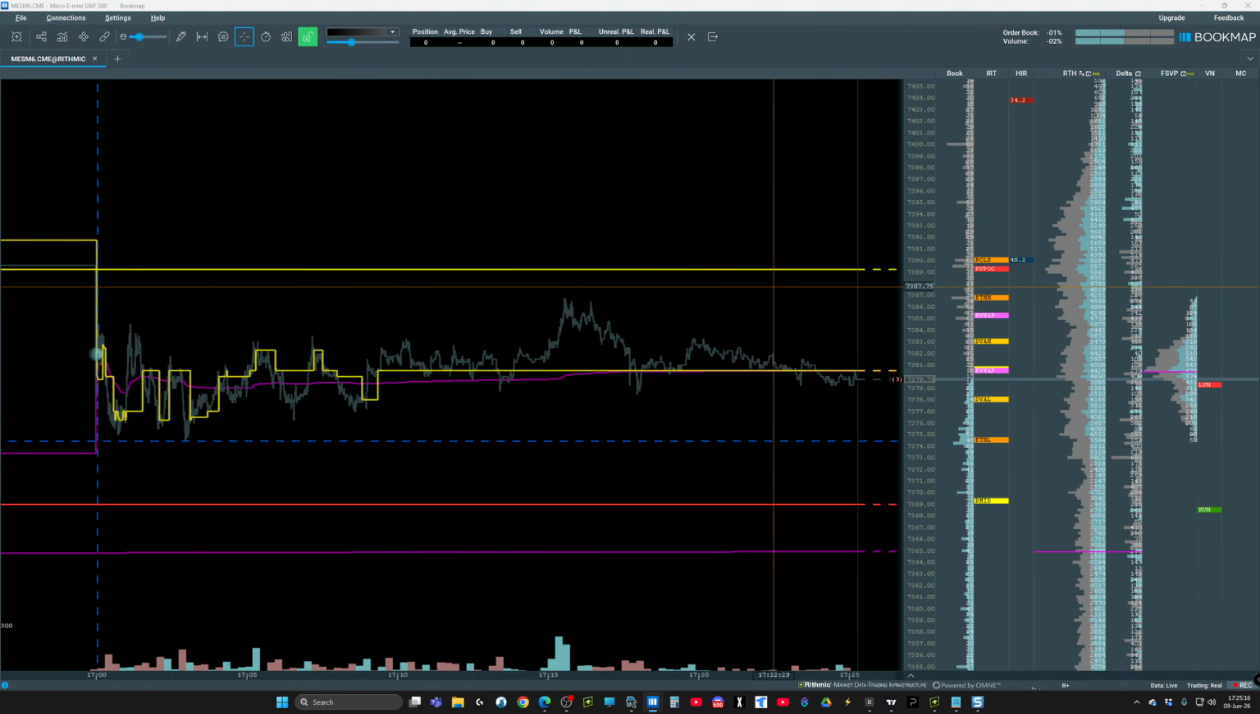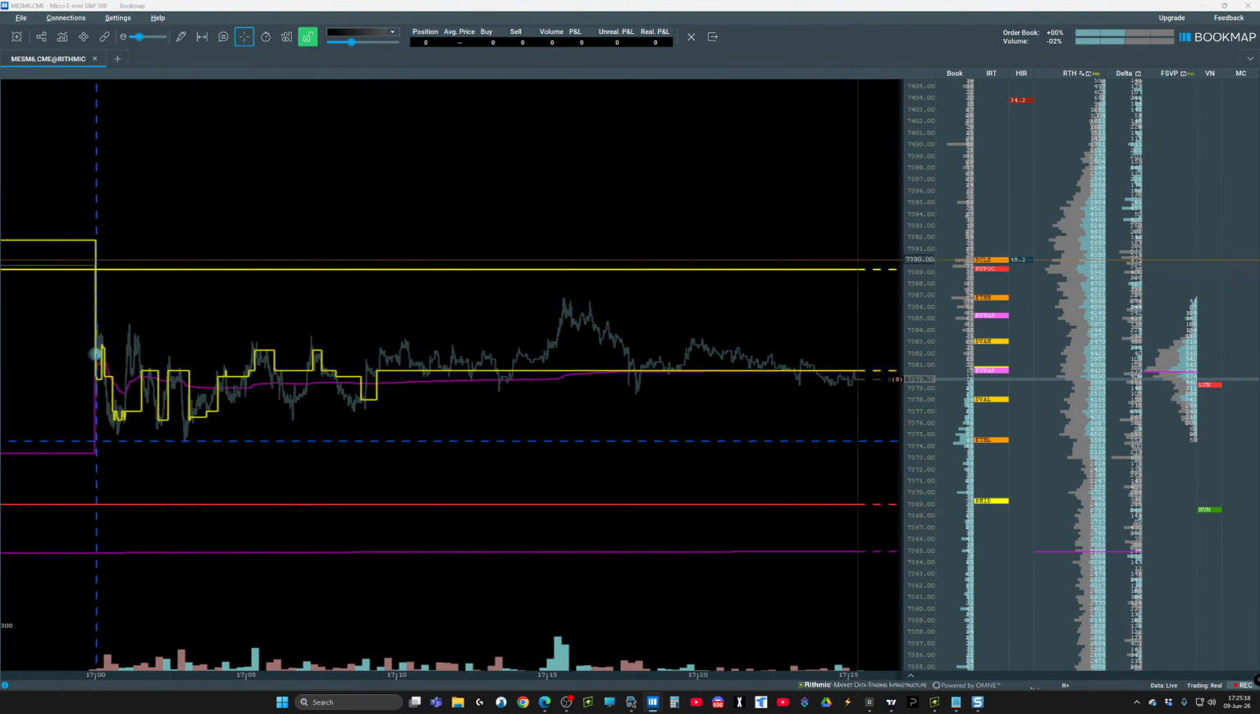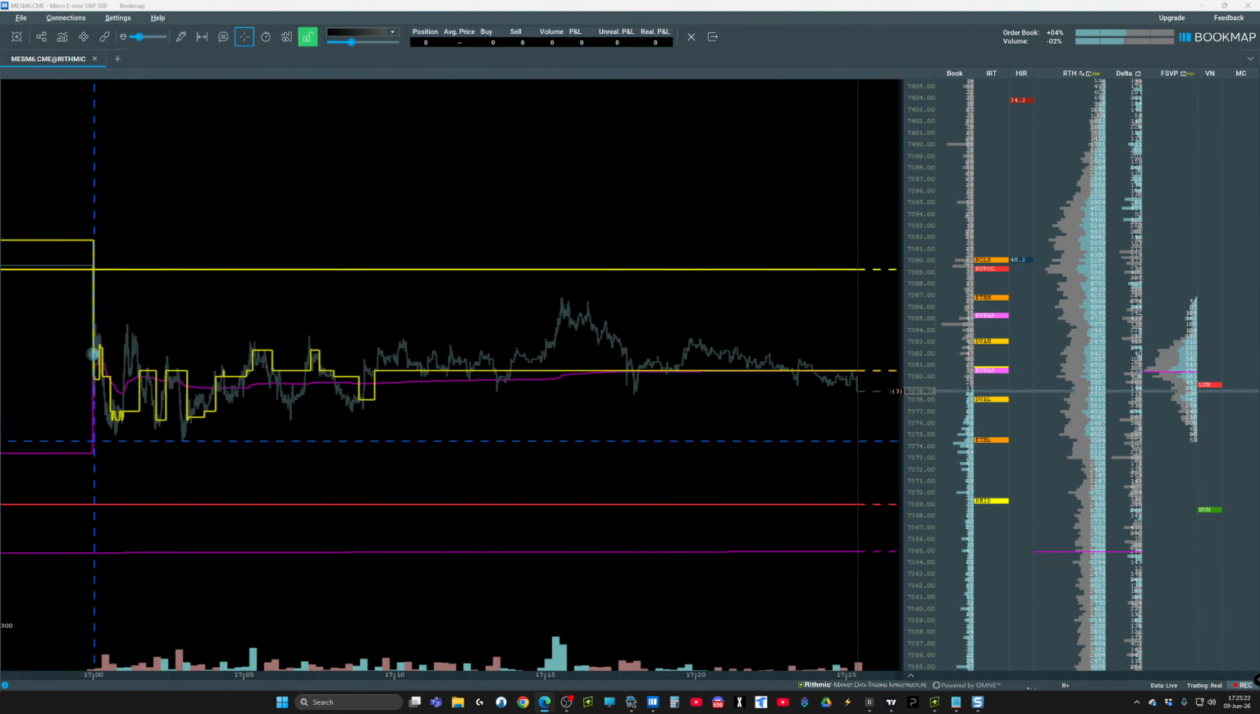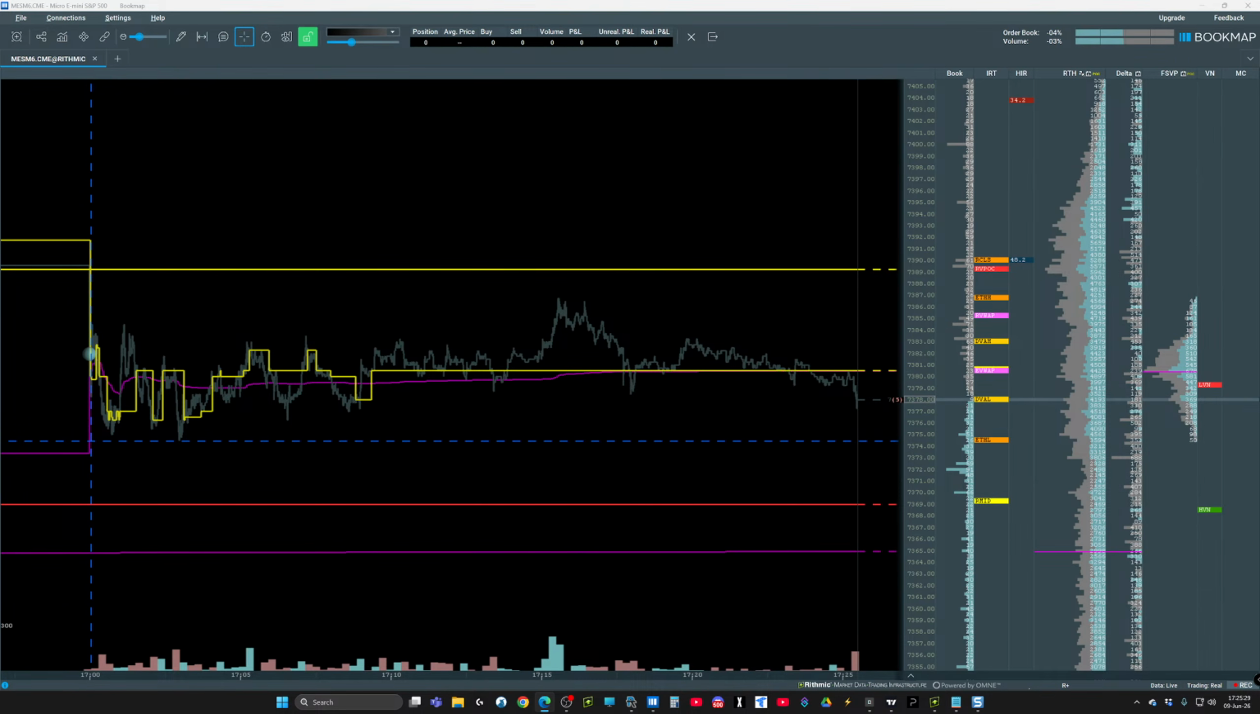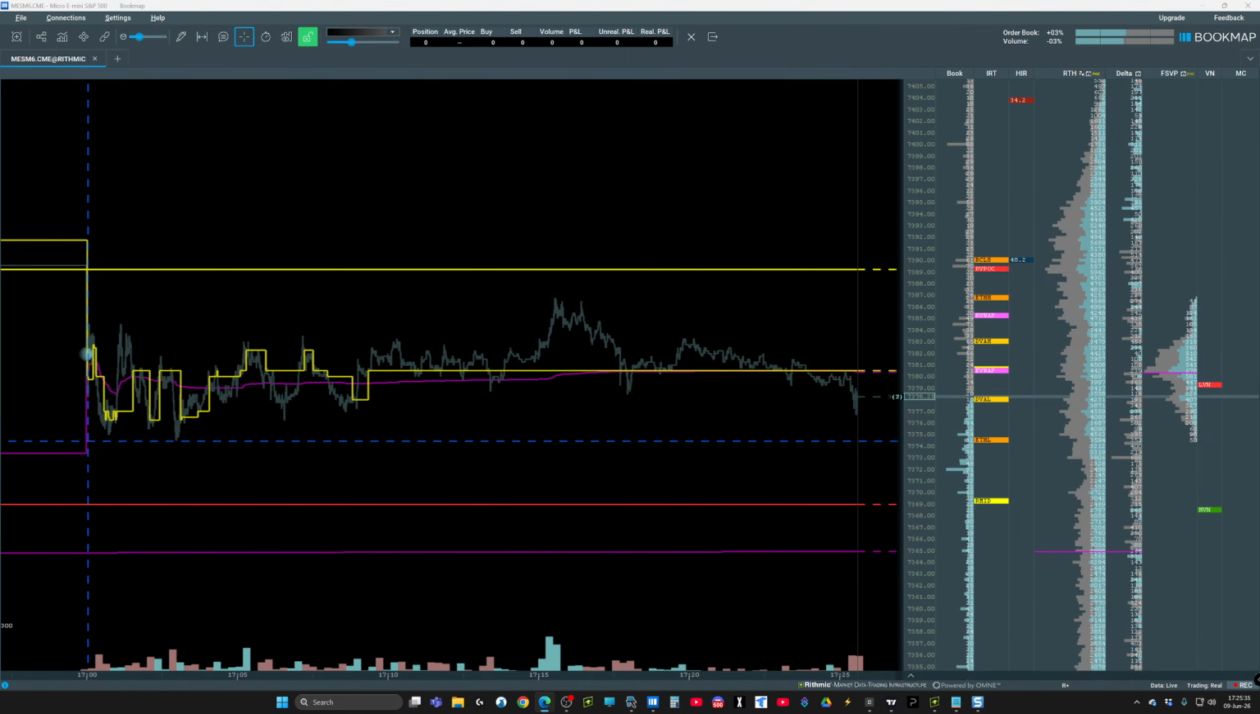So the way this hedge process will work is best described right here. Ooh, that's bright, isn't it? Let's shut that brightness down. There we go.